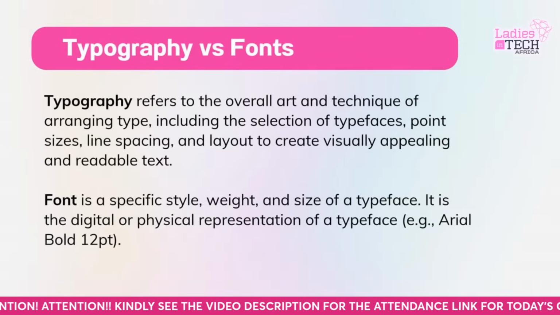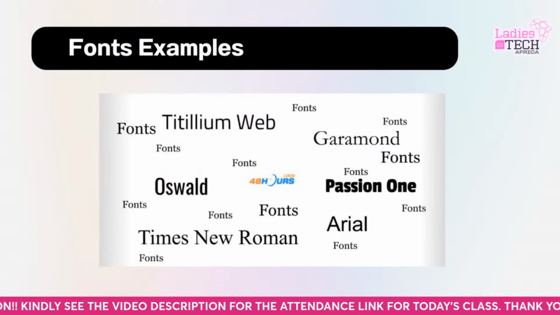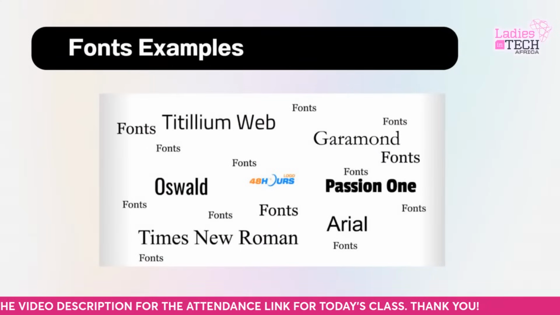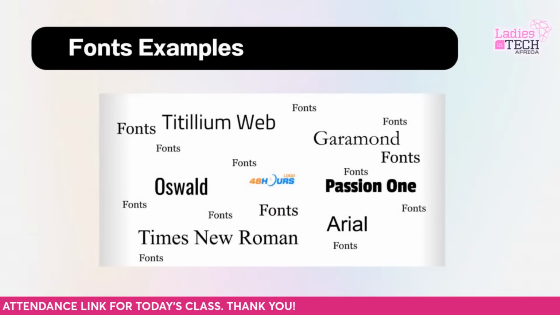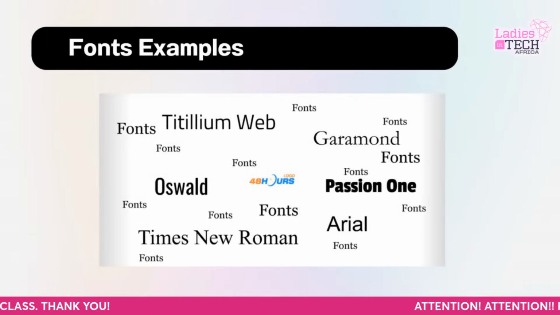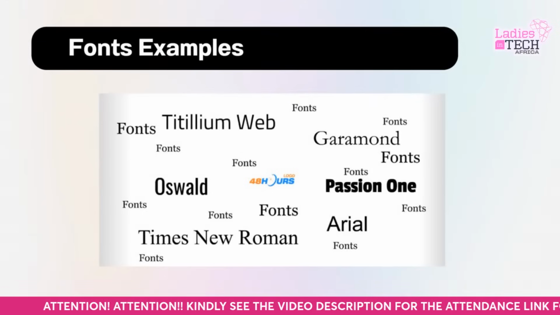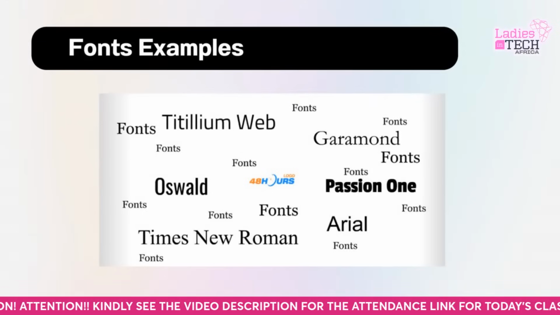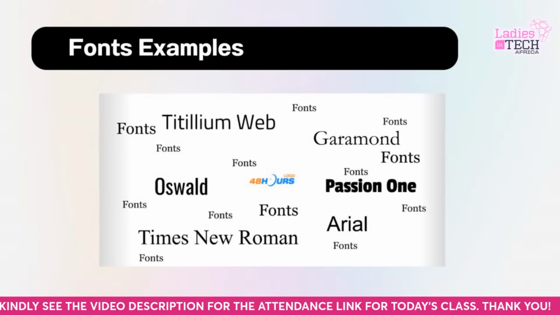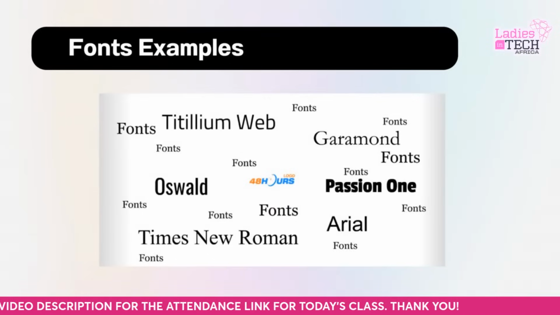Okay, we're running out of time. So these are examples of fonts. We have Oswald, Times New Roman, Arial, Garamond, whatever you want. You can see Arial does not have any serif around it. You can see Times New Roman has that extra at the end. Titillium Web does not have anything, so it's a sans serif. And then we have other types too, like script and handwriting. We'll still get to that, but this is the summary.